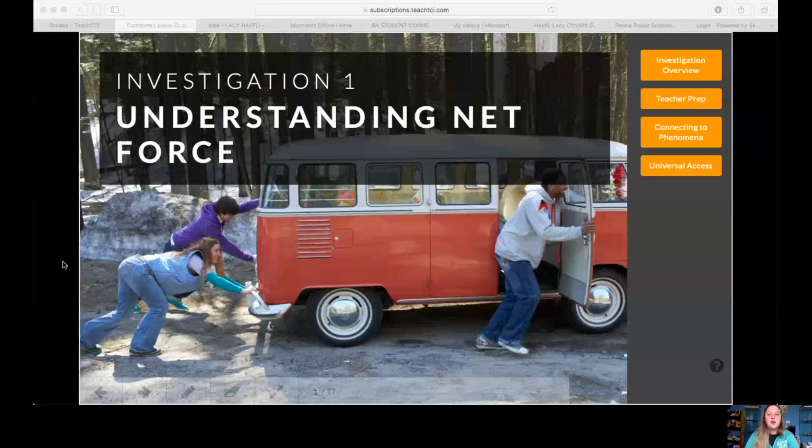Today, the investigation that we will be doing is understanding net force. So let's go ahead and get into it. Okay, in this investigation, like I said, it is called Understanding Net Force. We're going to look a lot at that. We'll look at calculating net force and look at unbalanced and balanced forces as well.